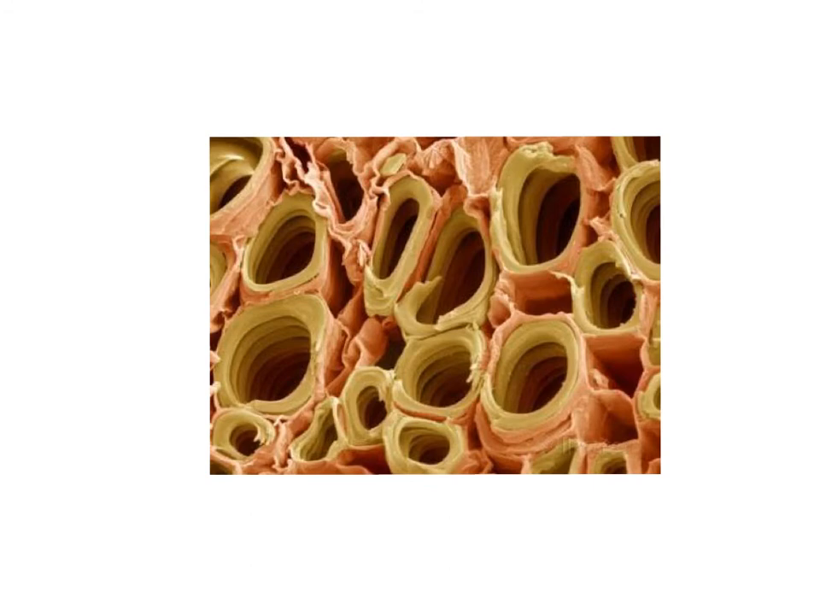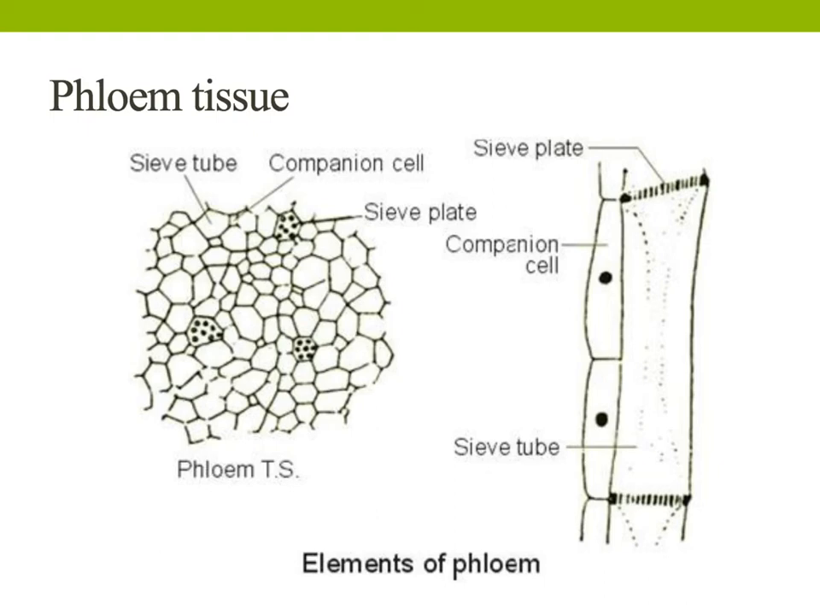This is an electron micrograph of xylem vessels. You can see the rings of lignin quite clearly here, and these are vessel elements. Phloem tissue has two types of cells, the sieve tube cells and the companion cells. Within the sieve tube cells you have these special end points called sieve plates, and within the companion cells you're going to have a visible nucleus and quite possibly mitochondria.